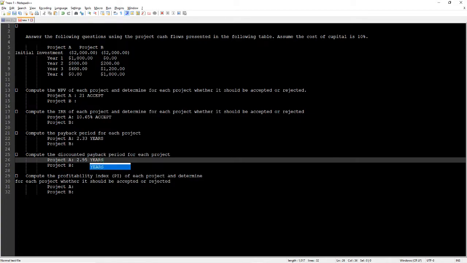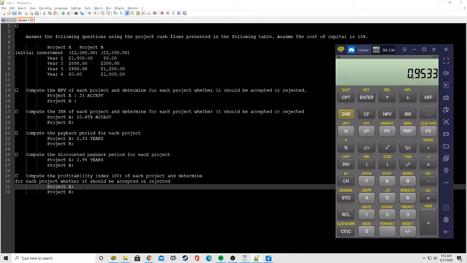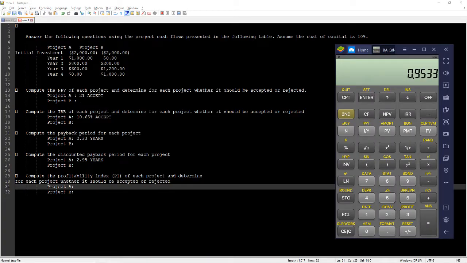I misspelled years, of course. All right, now we do the profitability index for project A. What we do with the profitability index is we basically take the discounted cash flows we've already accounted for in project A, and we divide them by the initial investment. So I'm going to recall 1 plus recall 2 plus recall 3, which gives us 2021.